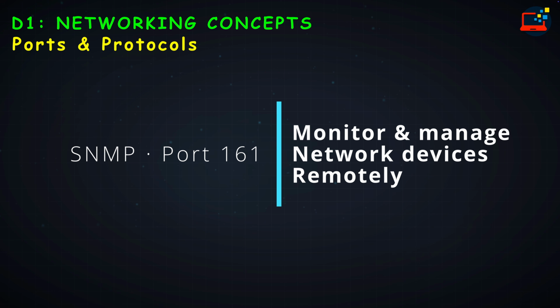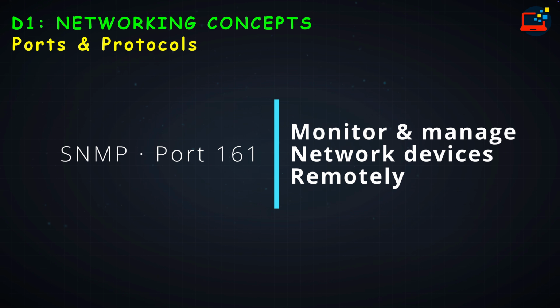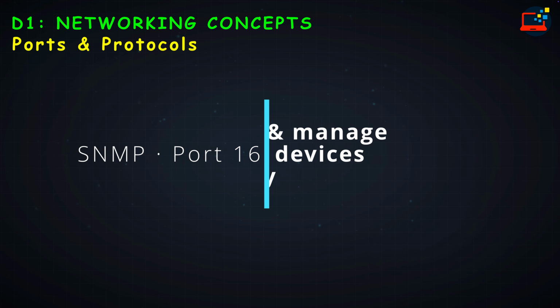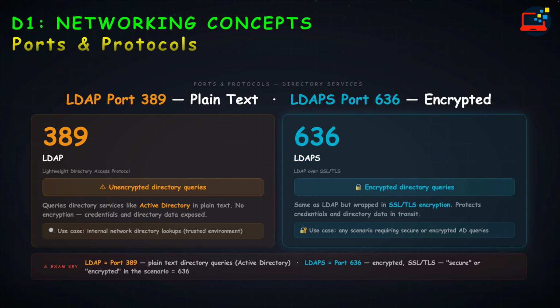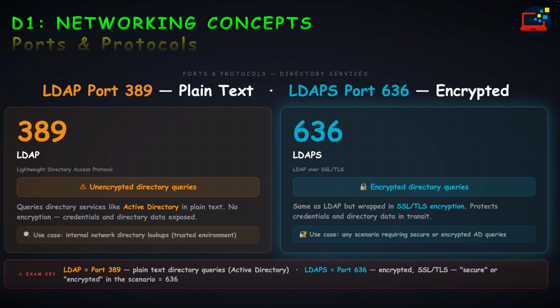SNMP, Simple Network Management Protocol, uses port 161. This is the protocol for monitoring and managing network devices remotely. LDAP, Lightweight Directory Access Protocol, uses port 389. This is for querying directory services like Active Directory. LDAP-S, that's LDAP over SSL, uses port 636 for encrypted directory queries.